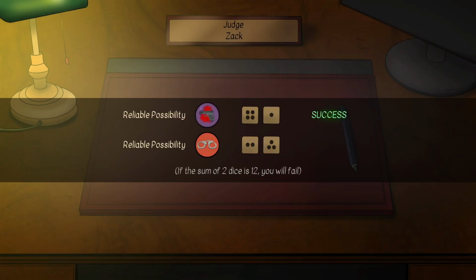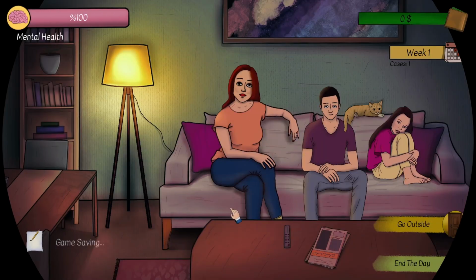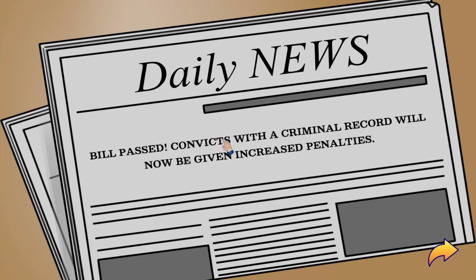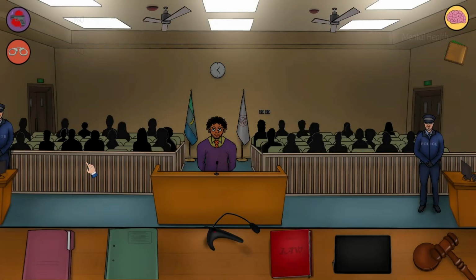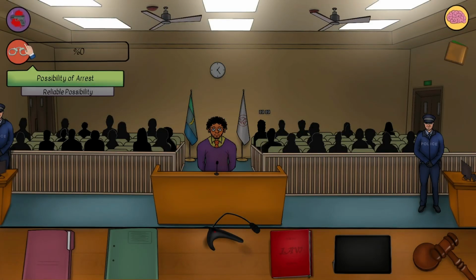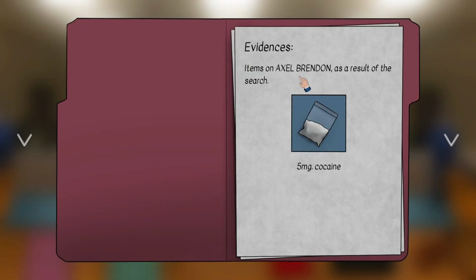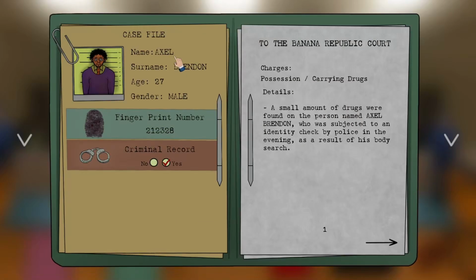Success on murder and success on the possibility of arrest. Daily News bill passed. Convicts with a criminal record would not be given increased penalty. So, okay. So basically, if you already have a criminal record, you get a higher possibility on your thing. Okay, well, items on Axel Brennan as a result of the search. So we found 5 milligrams of cocaine on this person. They do have a criminal record.